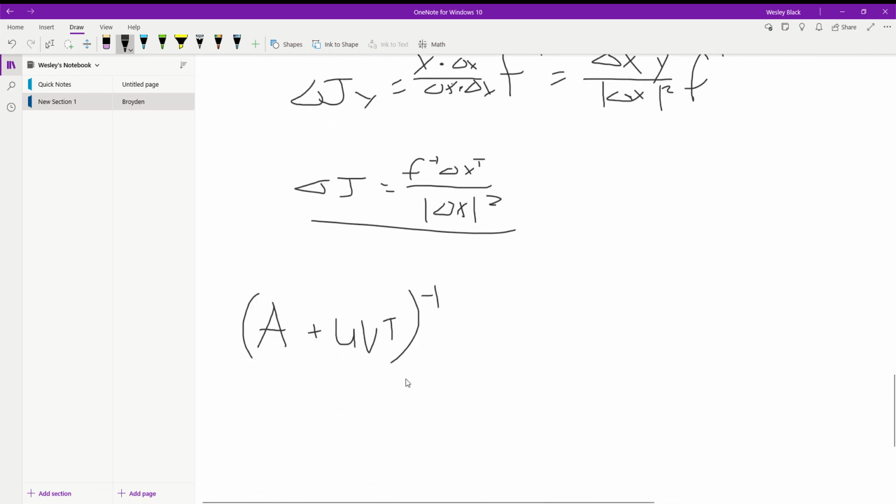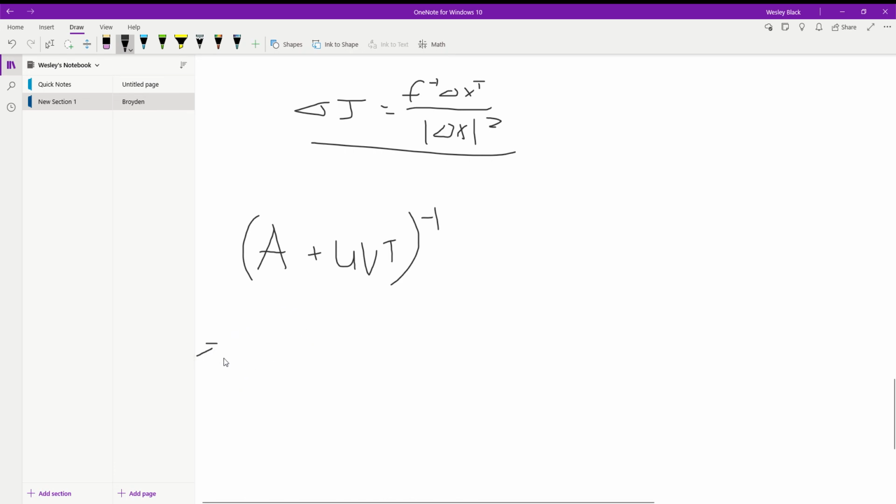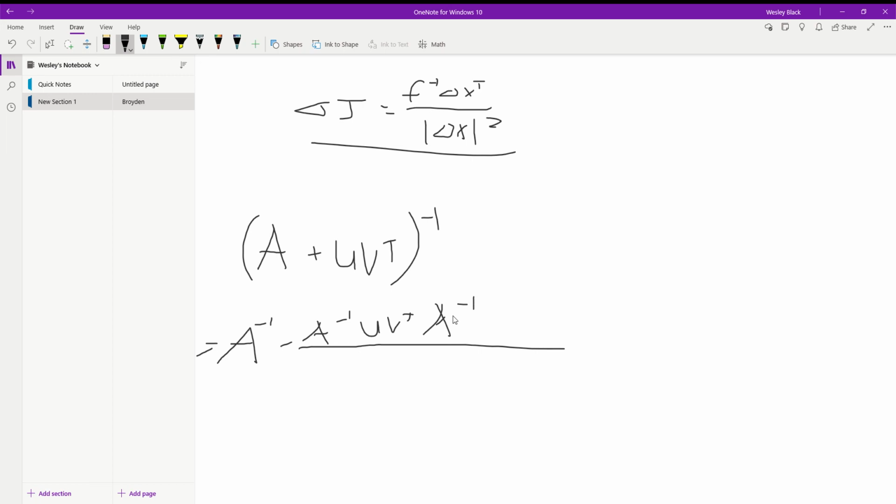Thanks to the Sherman-Morrison method here, we'll say that should be equal to just the inverse of a, a bit easier to calculate, minus, get used to seeing the inverse of a, and u v transpose, a inverse again. I'm not entirely sure I need two of them, but I suppose we do. Sherman and Morrison did better than I did. And then a bit of a 1 plus v transpose a inverse u.